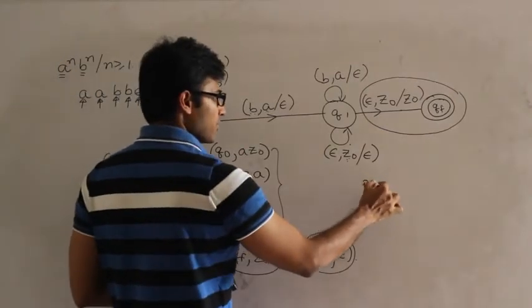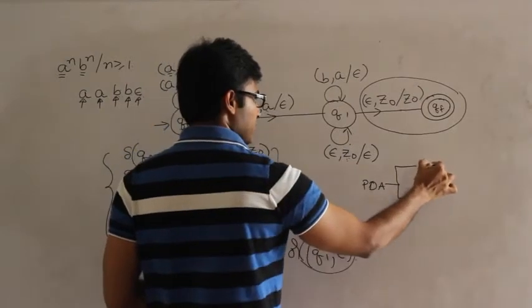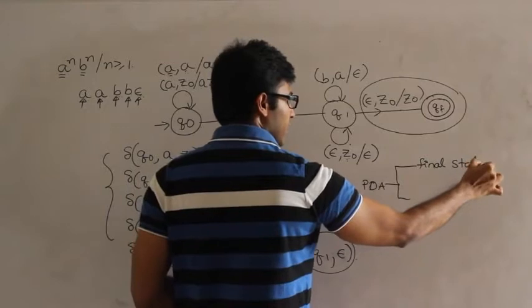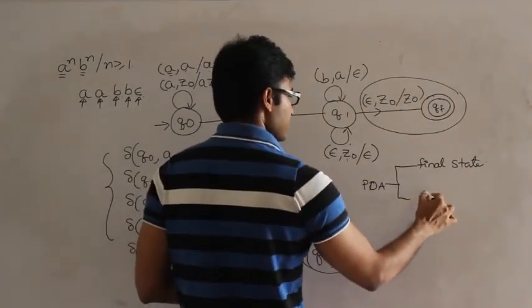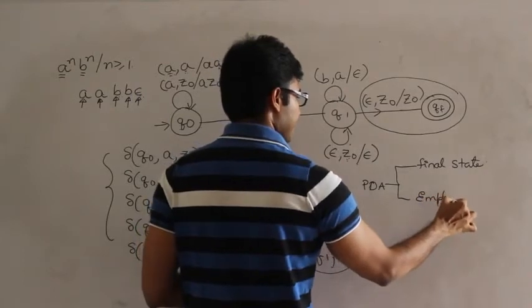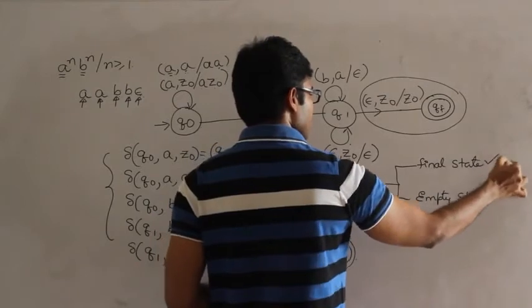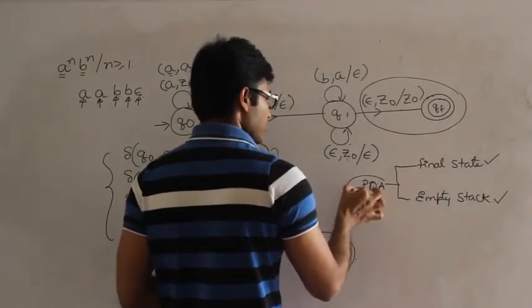Therefore, pushdown automata acceptance can be of two types. One is acceptance by final state, and the other is you need not have a final state at all. That method is called acceptance by empty stack. You can use any of them. Either you could use final state or empty stack in order to accept a string by pushdown automata.